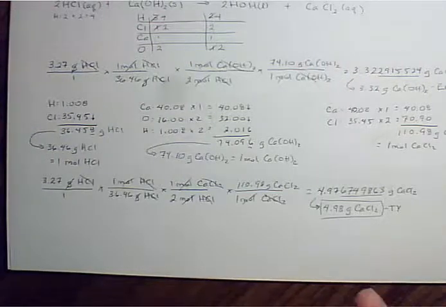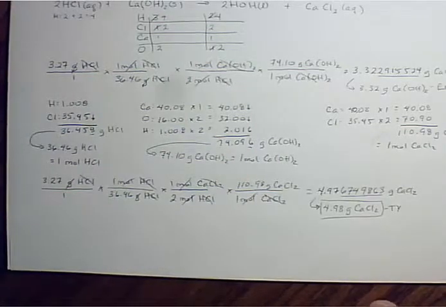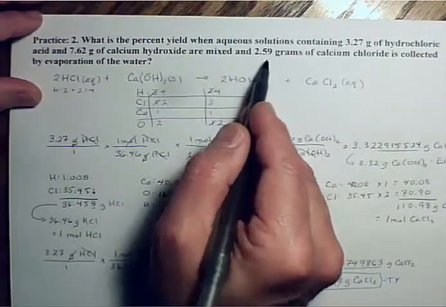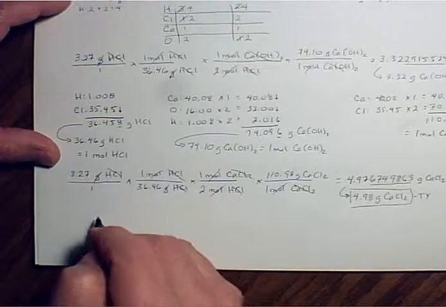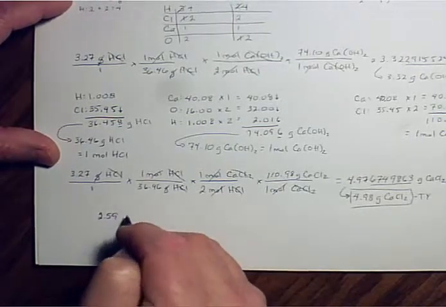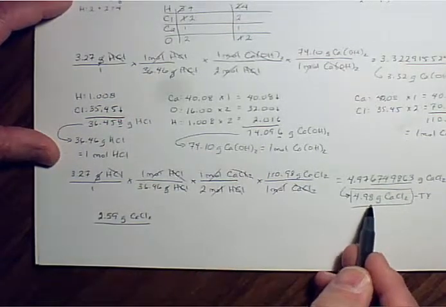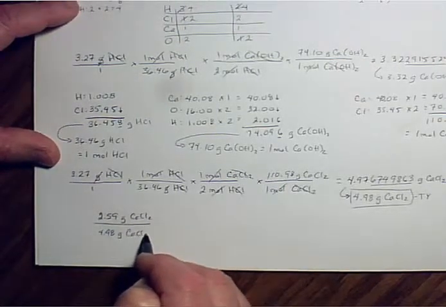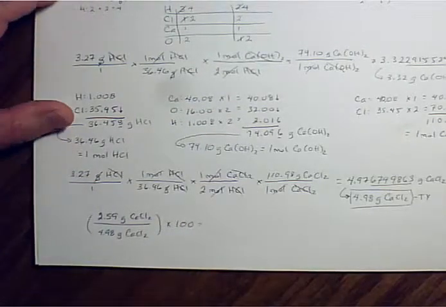And for percent yield, it's always actual yield over theoretical yield times 100. The actual yield in this problem is this 2.59 grams of calcium chloride. It says that's what we got when we collected it by evaporation. So we're going to put that 2.59 grams of calcium chloride over the theoretical yield, 4.98 grams of calcium chloride. And then we're going to do that math, and multiply by 100 to get a percent yield.